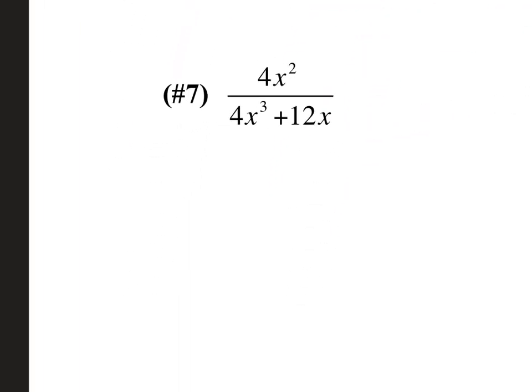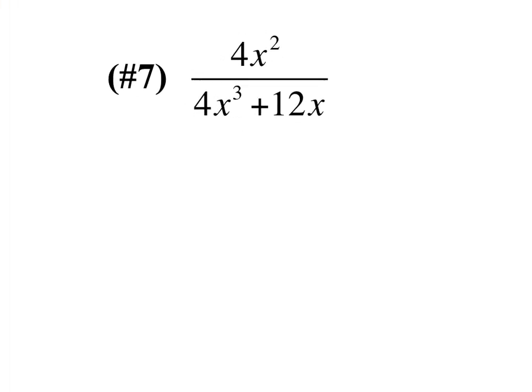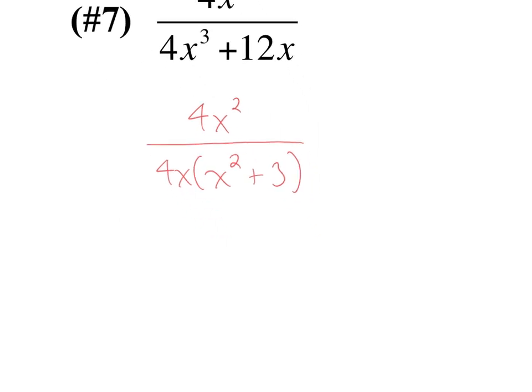We have 4x squared over 4x cubed plus 12x. Oops, there's an alarm. Sorry about that. Okay, is there a GCF we can pull out of the top or the bottom? The answer is yes. On the top, we're going to keep 4x squared the way it is, but on the bottom, we're going to pull out a 4x as a GCF. And we're left with x squared plus 3. Let me double check that here. 4x, yep, looks good.